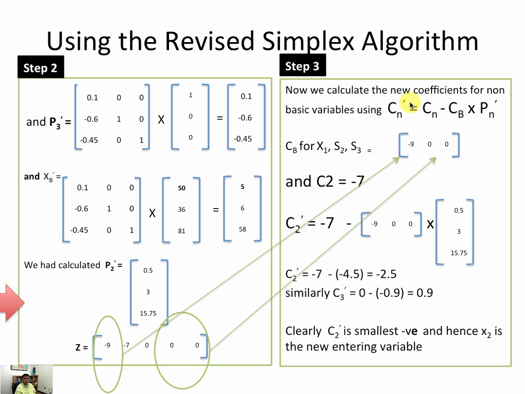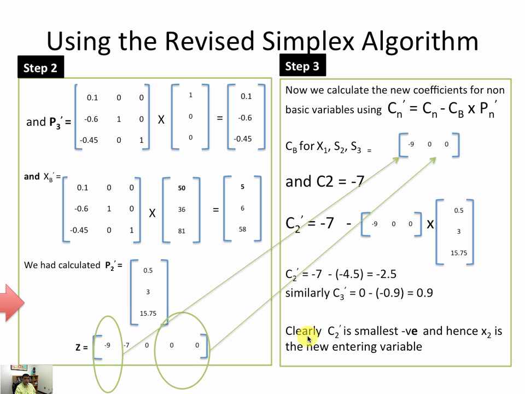Next, we calculate the new coefficient of non-basic variables. In this case, x1, s2 and s3 are our basic variables. So CB is given by minus 9, 0 and 0, and we know that C2 is equal to minus 7. So C2 prime is equal to minus 7 minus CB, which is minus 9, 0, 0, multiplied by P2 prime, which is 0.53, 3, 15.75, and the answer that you get is minus 2.5. Similarly, C3 prime will be 0.9.